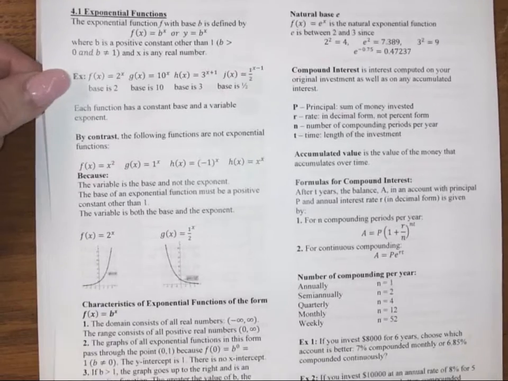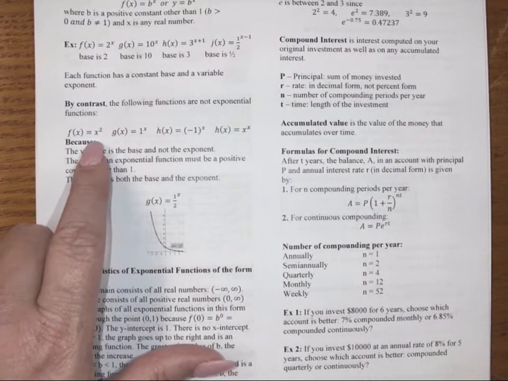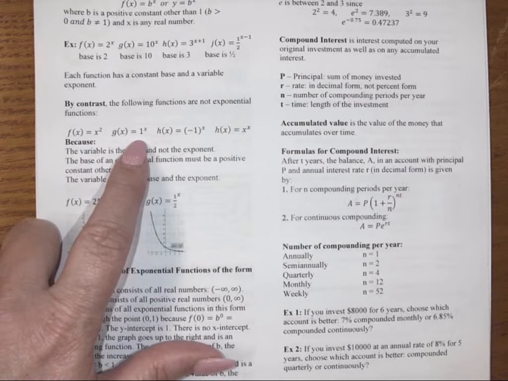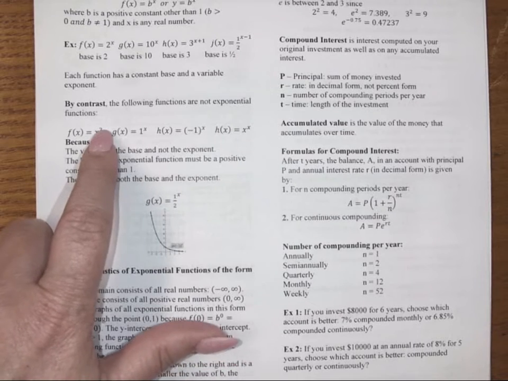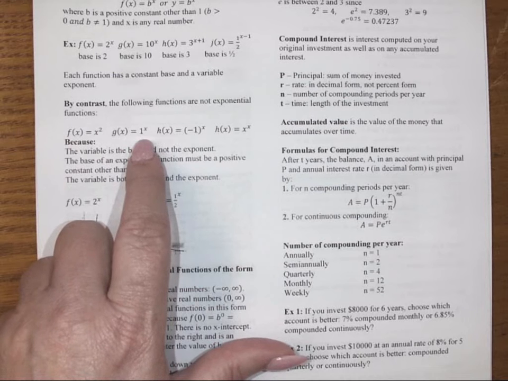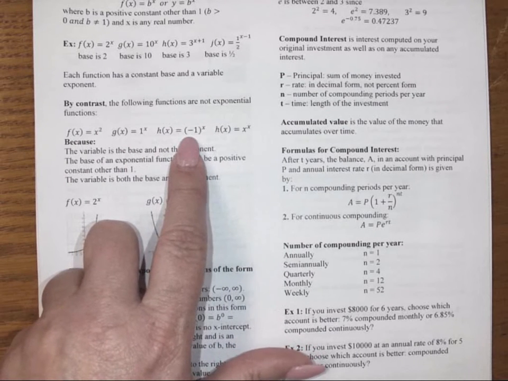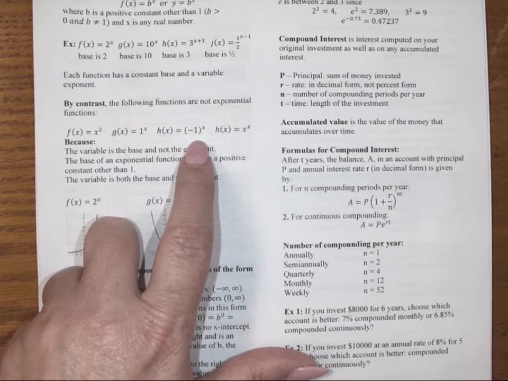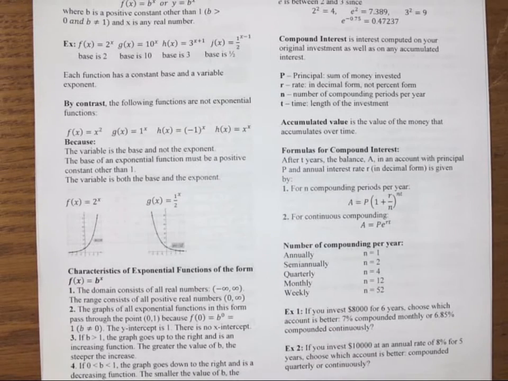By contrast, the following functions are not exponential functions. f of x is equal to x squared. g of x equals 1 to the x. Exponential functions mean the variable is in the exponent, so this one has the variable as the base. 1 is not a valid base, so not that one. h of x equals negative 1 to the x, not because it is a negative value. And h of x equals x to the x, not going to happen either because the variable is both the base and the exponent. So there are some explanations on those.